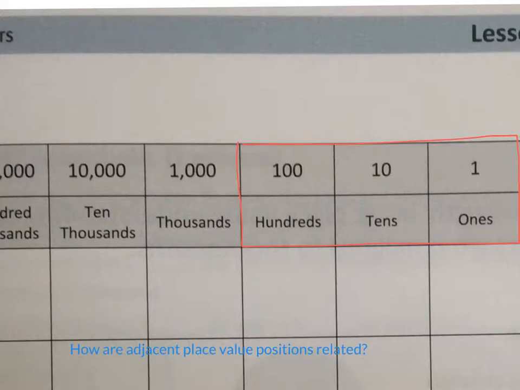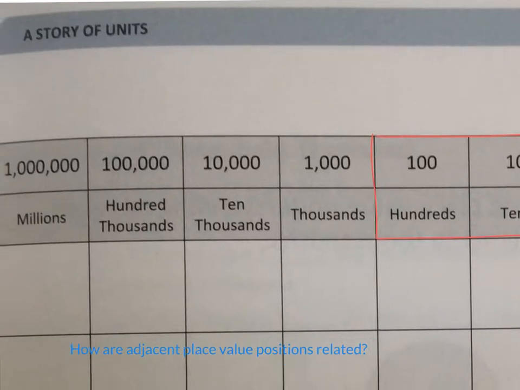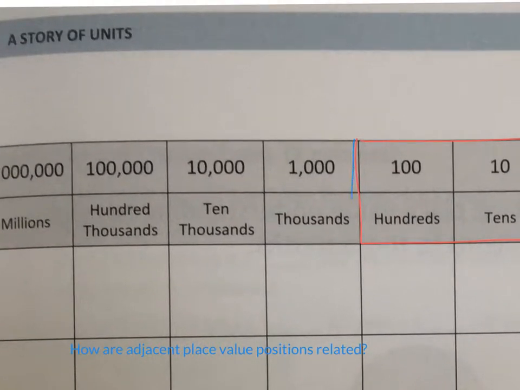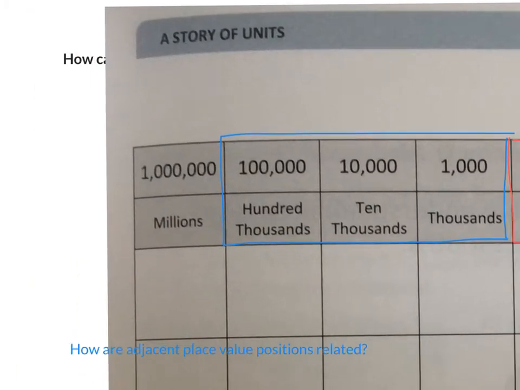Then we got into a new period. What's the next period called? Thousands. And it included the thousands, the 10,000s, and the 100,000s place. Yes? Then we got into a new period. What's the new period called? Millions. And this one only shows the millions, but what would be next? What would be adjacent to the millions? 10 millions. Very nice. And what would be adjacent to that? 100 millions. We know that we can keep going that way.